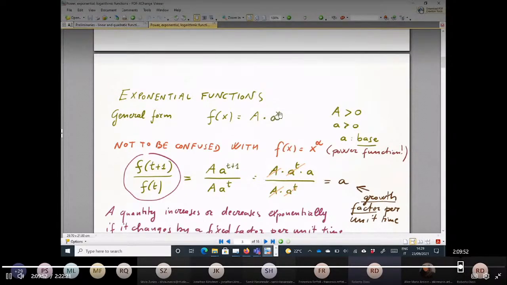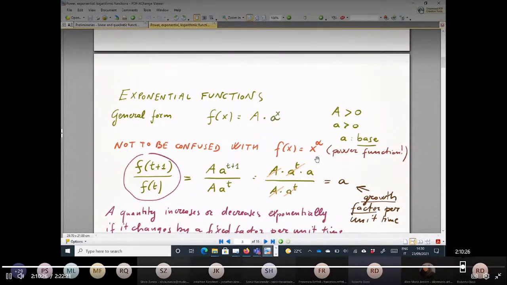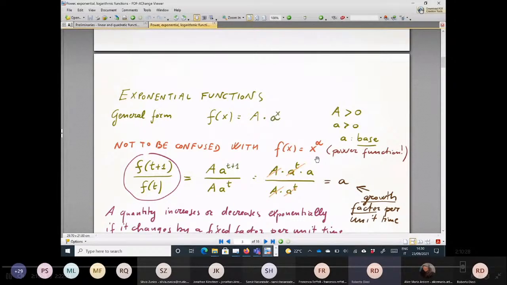So what is the main difference with the power function? Both are defined in terms of a power, but in the power function, the independent variable is the base of the power, and the parameter is the exponent. Here the variable is the exponent, and the parameter is the base, which is assumed to be positive.